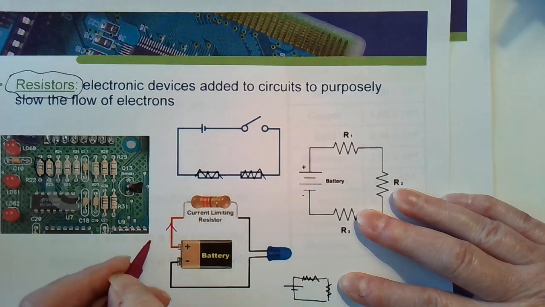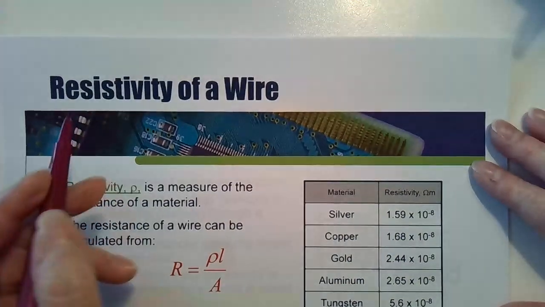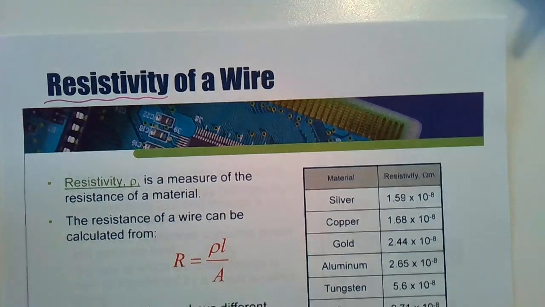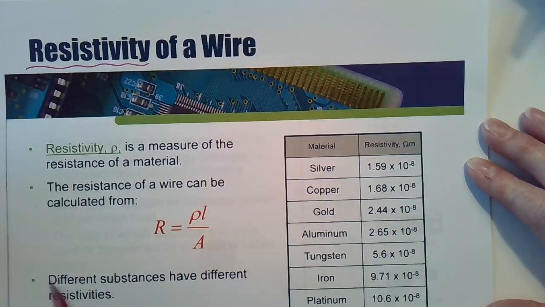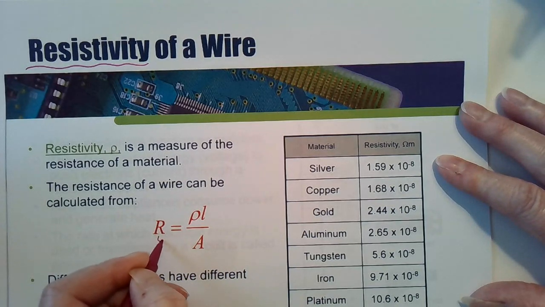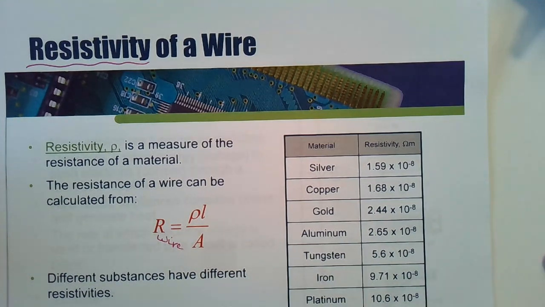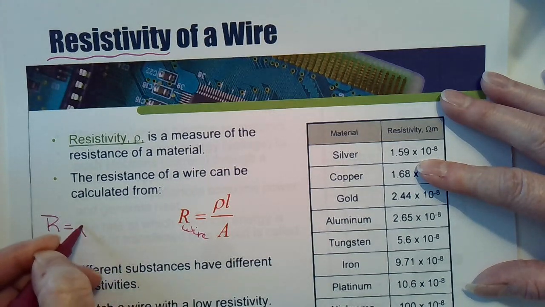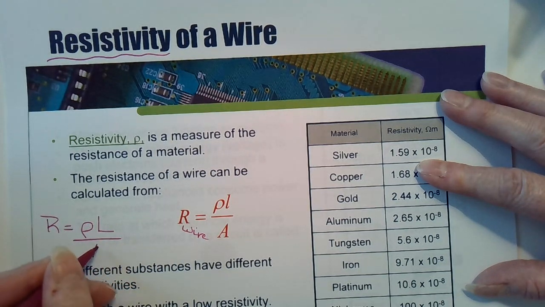But if you ever need to calculate the resistance that's inside a wire, it has its own name. It's called resistivity. The resistivity in a wire has its own equation. So I'm going to call this resistance in a wire. Back when I was in college, this is how I memorized this equation: PLA. P-L, PLA. And I just somehow remembered that the A was underneath.